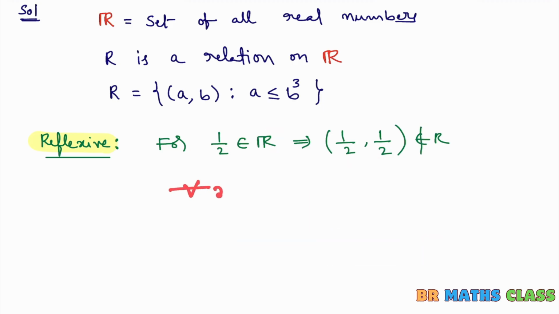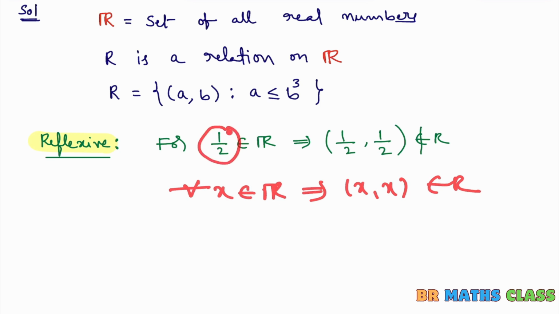Actually, for any x belonging to the real numbers, I need to show that (x, x) belongs to R. Then only can I say it is reflexive. But here I identified one real number which fails to satisfy this condition. So I can write that this relation is not reflexive.